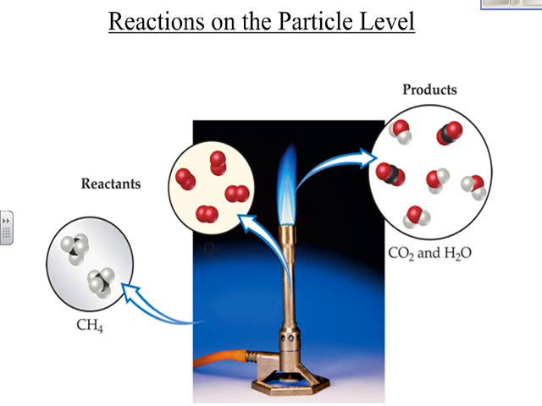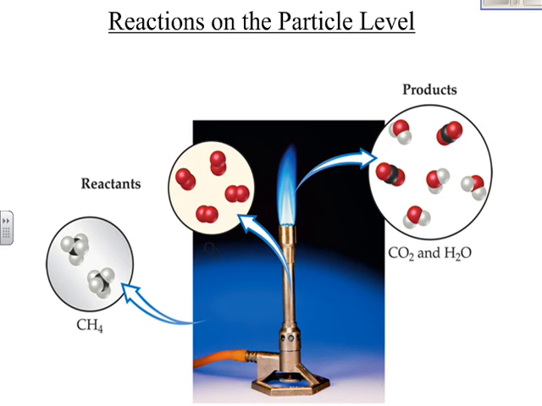First of all, reactions on the particle level. Here we see a Bunsen burner in which we have methane gas being brought in through the tube at the bottom, reacting with oxygen, which is going in through the small holes at the bottom of the tube, reacting together to form carbon dioxide and water.